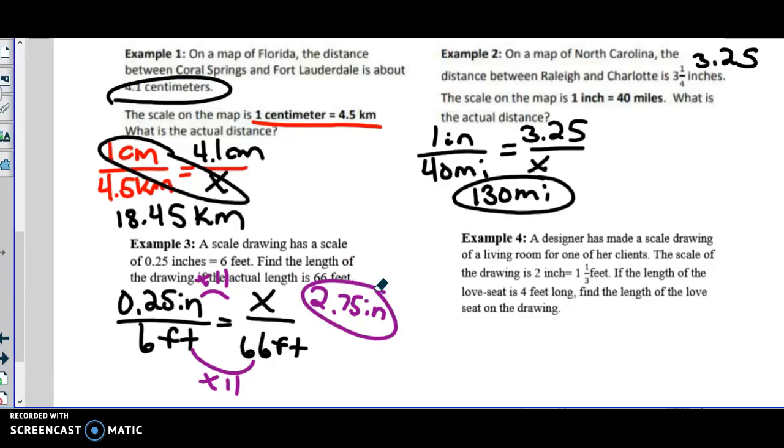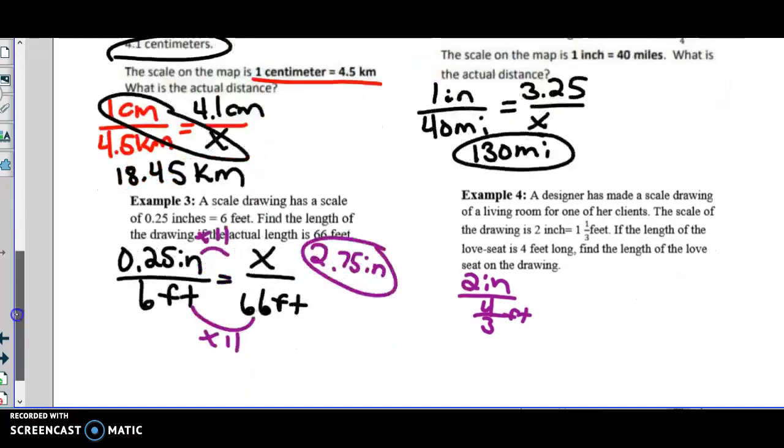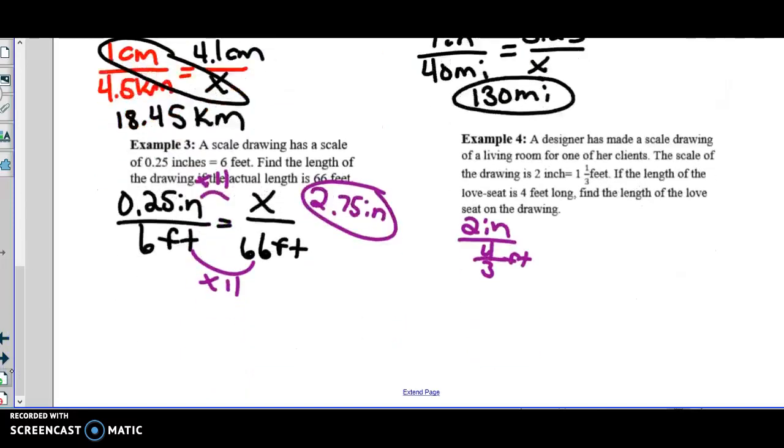Now let's take a look at our last example. A designer has made a scale drawing of a living room for one of her clients. The scale of the drawing is 2 inches equals 1 1/3 feet. This time, because 1/3 as a decimal is just a repeating decimal, I'm actually going to change that one to an improper fraction instead. So 2 inches over 4/3 feet. It's okay to have a complex fraction. It then tells us that the length of the love seat is 4 feet long. Find the length of the love seat on the drawing.